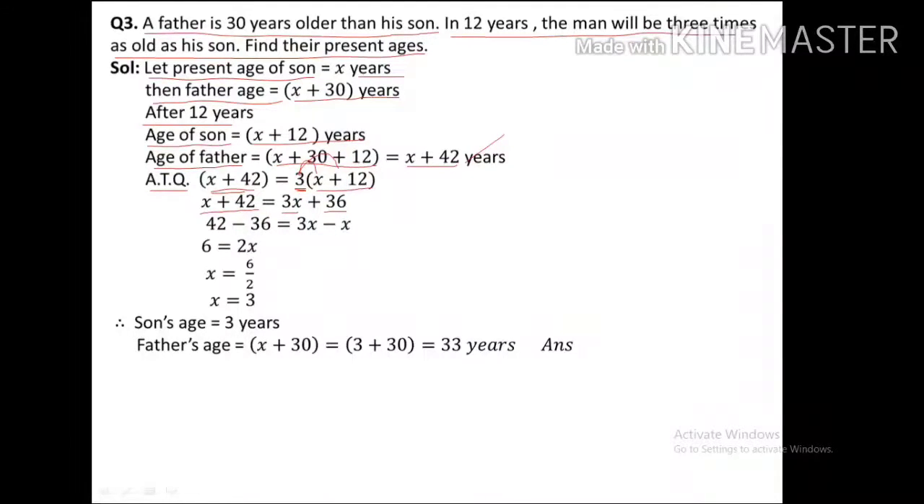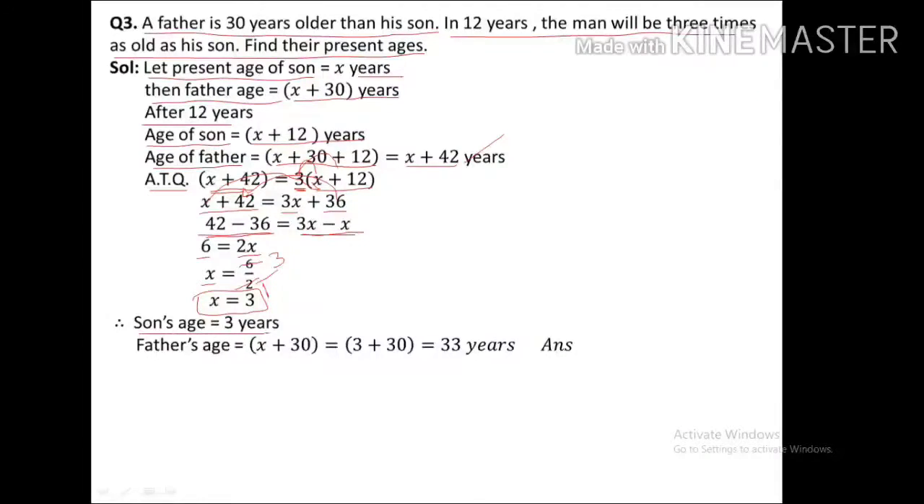Now we transfer this x to the right hand side and this 36 to the left hand side. So the value will come 42 minus 36 equals 3x minus x. 42 minus 36, when we solve, it will come 6, and 3x minus x, when we solve, it will come 2x. So the value of x is 6 upon 2. Now 6 and 2 can be cancelled by 2. 2 3 ja 6 and 2 1 ja 2. So the value of x is 3 years.